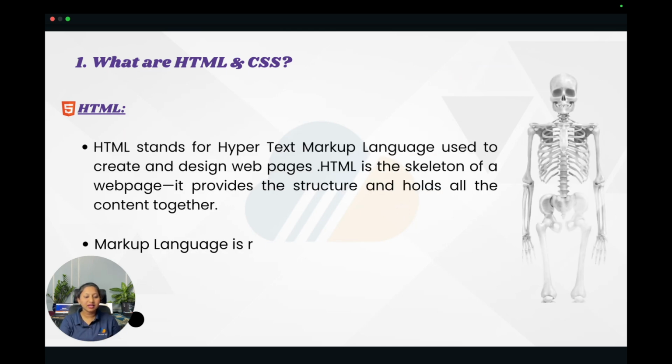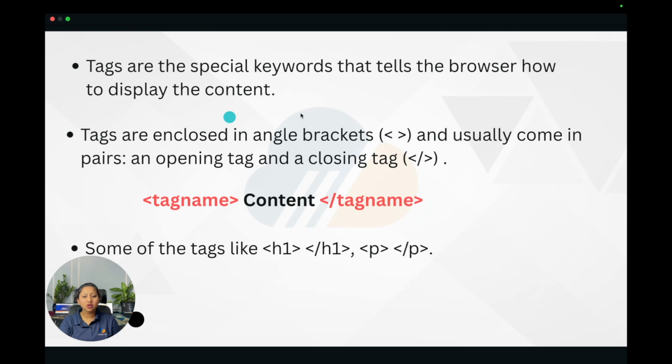And a markup language is represented by tags. By using the tags, we are going to write the code. Let's know about these tags. What is meant by tags? Tags are special keywords that tell the browser how to display the content. They tell the browser what to do. Think of it as giving instructions to the browser.